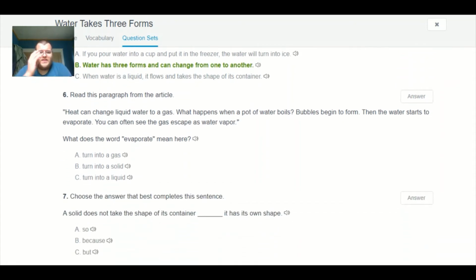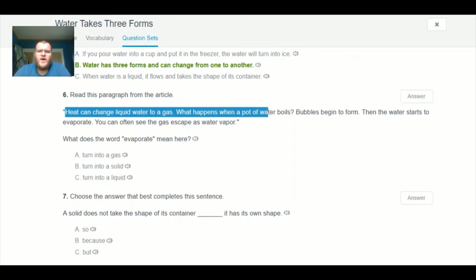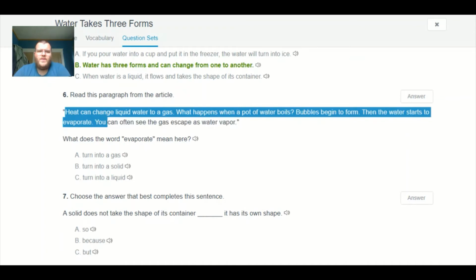Number 6. Read this paragraph from the article. Heat can change liquid water to a gas. What happens when a pot of water boils? Bubbles begin to form. Then the water starts to evaporate. You can often see the gas escape as water vapor. What does the word evaporate mean here? Is it A, turn into gas, B, turn into a solid, C, turn into a liquid?